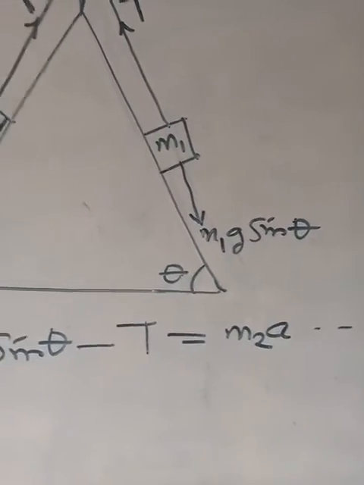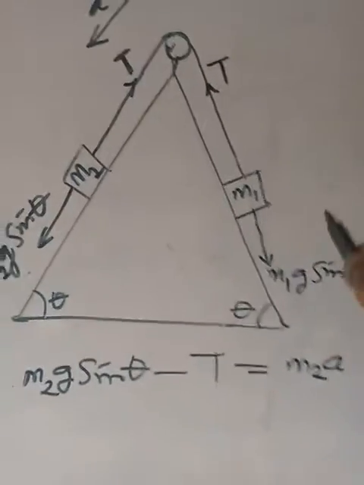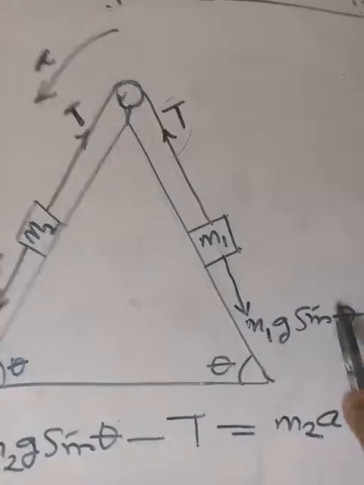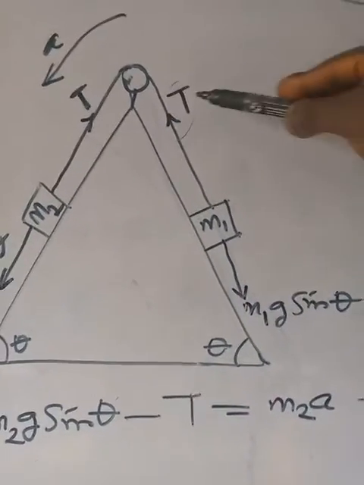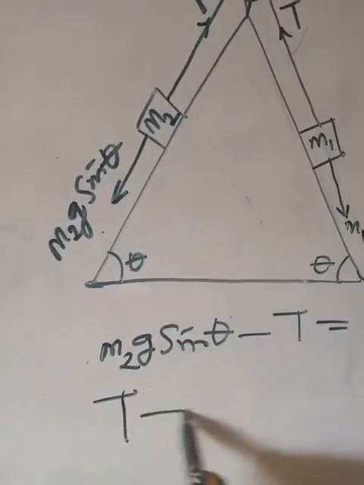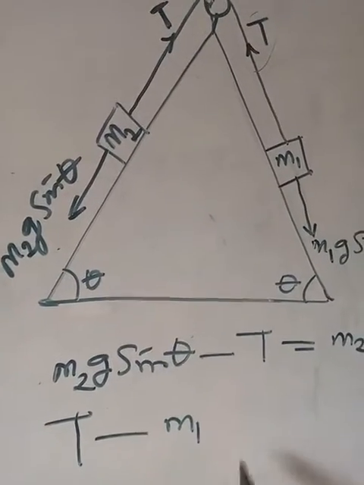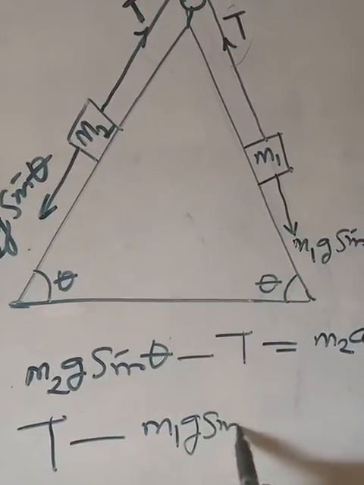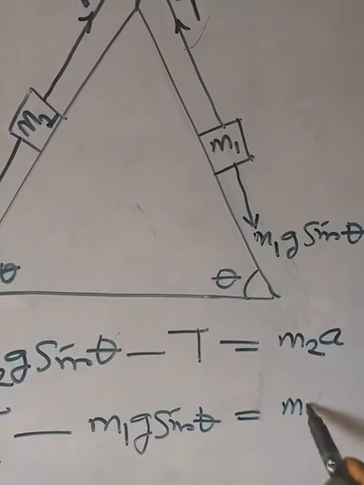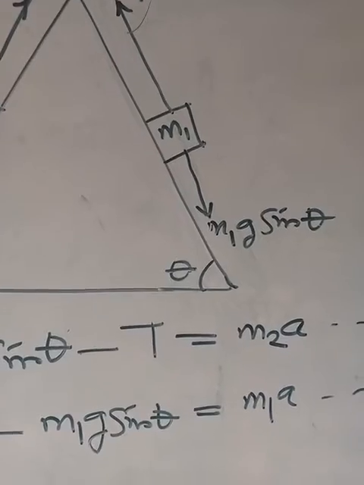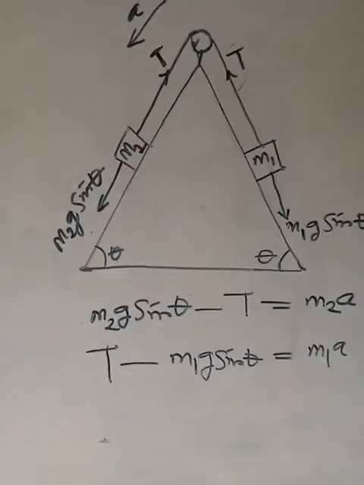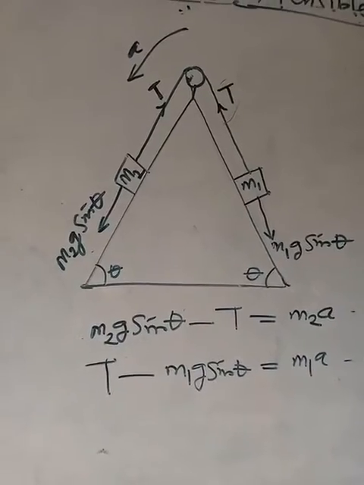This is equation 1. Then from this side, if the direction of motion is toward this side, this tension is greater than this m1g sine theta, because it is going to overcome this force. We now have tension minus m1g sine theta is equal to m1a. This is equation 2, which is the resultant force of the second body, mass m1.